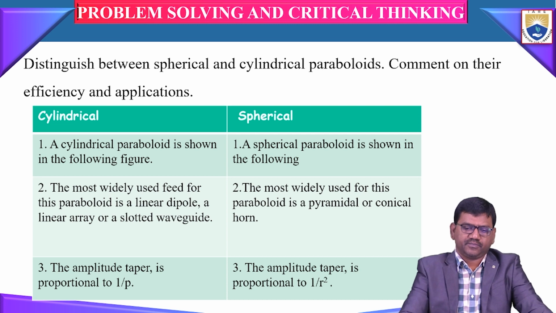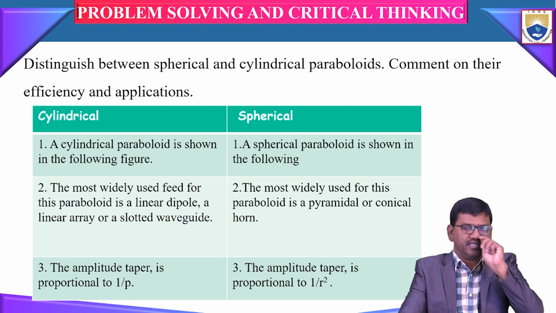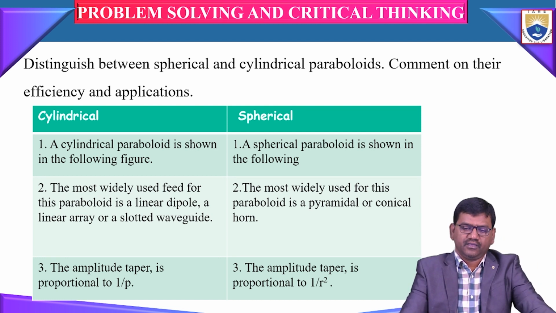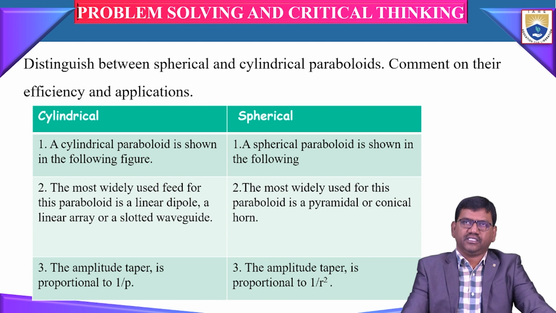Distinguish between the spherical and cylindrical paraboloid. Cylindrical and spherical paraboloid. So always the radiation efficiency depends upon the design of the antenna, and how much amount of input signal frequency we are giving. So here there are two basic paraboloids.